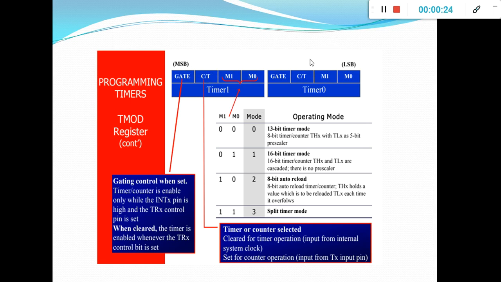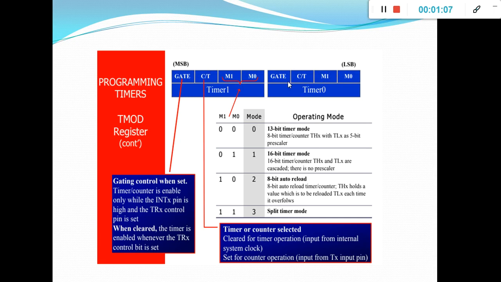In that 8-bit TMOD register, the lower 4 bits are for timer 0 and the upper 4 bits are for timer 1. Inside timer 0 and timer 1, the lower 2 bits are M1 and M0, which set the timer mode. Totally there are 4 timer modes, and to set any of these modes you use M1 and M0. The same holds for timer 0 and timer 1. These M1 and M0 bits are used to select the operating mode.